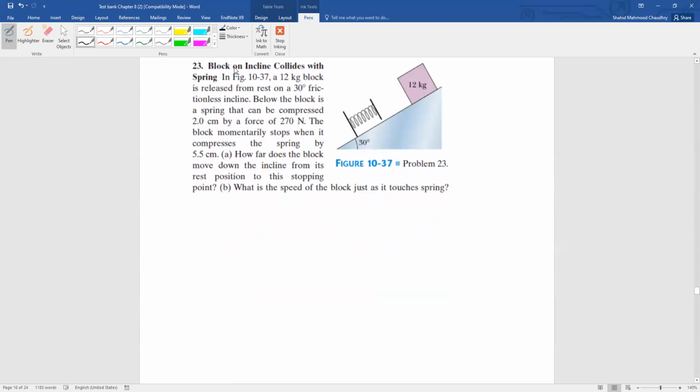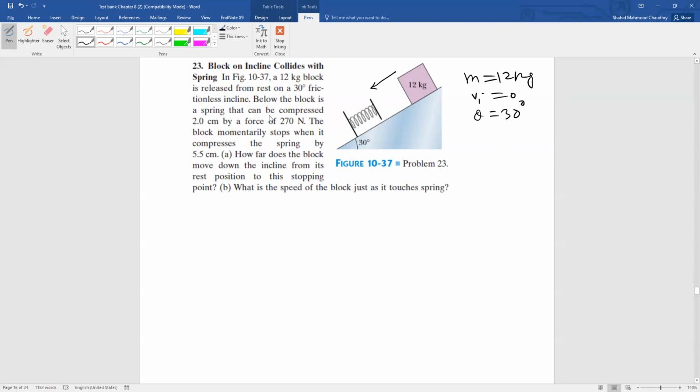So, a block on an incline collides with a spring. The block is coming and collides. This is the situation. Now you can see in the problem, in the figure, a 12 kg block, mass is 12 kg, is released from rest. It means its initial velocity is 0, on a 30-degree frictionless incline. There is no friction. So the angle theta is equal to 30 degrees.